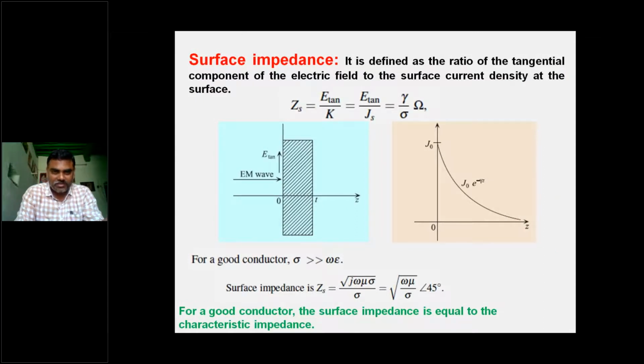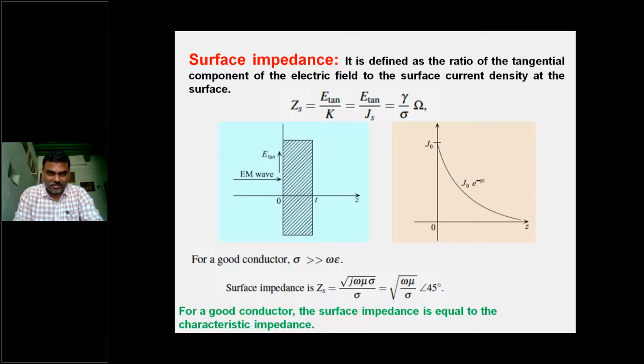So surface impedance is based on the conductivity and that factor e power minus alpha z. Once the wave is traveling into the conducting media, the corresponding magnitude decreases exponentially, and that is due to the surface impedance of that conducting media. The surface impedance of the conducting media is given generally by the tangential component of E by the current density, or in terms of the propagation characteristics, gamma by sigma. Sigma is the conductivity and gamma is called the propagation constant.